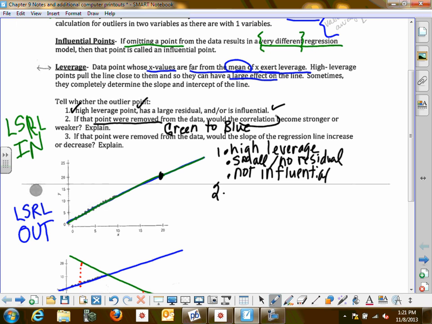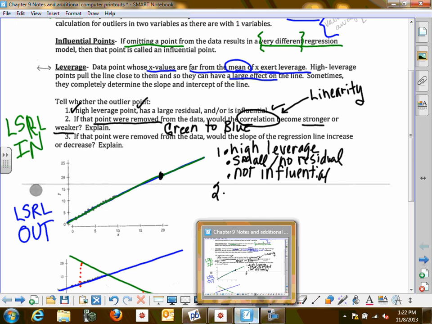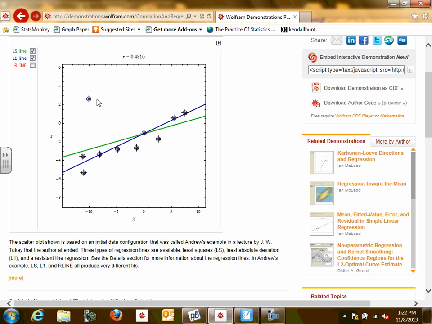Would the correlation, what's that referencing? Good, the R value, the linearity. Would it become stronger or weaker? That is our question. And before we answer this one, most people intuitively think that removing it makes the correlation smaller because you see yourself as taking away this outlier. But it's in the X direction, and it's on the line. So let me give you a demonstration.